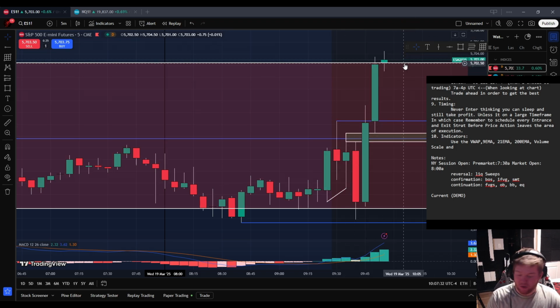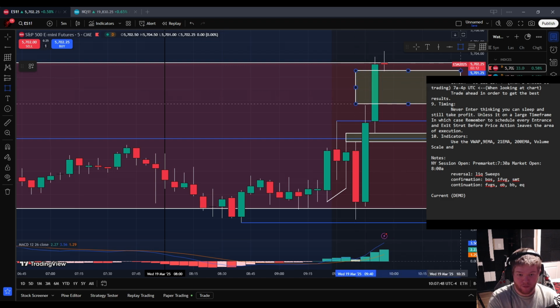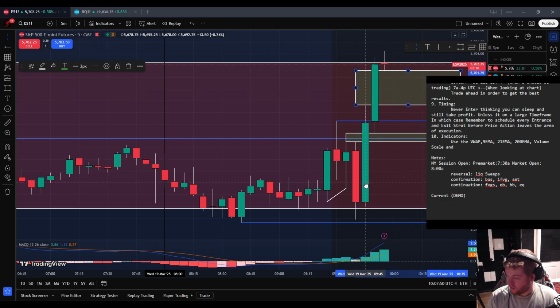But I'm going to stop myself right now because it says on this list after continuation on the 5-minute, because we have 2 fair value gaps here, not just one, right? What do we do? We wait for 1-minute confirmation. What is 1-minute confirmation? We wait for break of structure or the making of an inverse fair value gap. Does that make sense? On the 1-minute, wait for inverse fair value gap or break of structure.